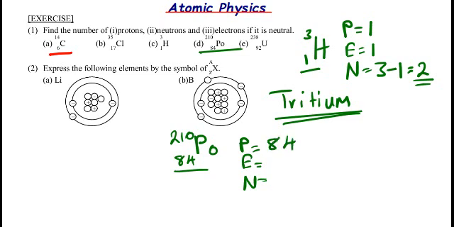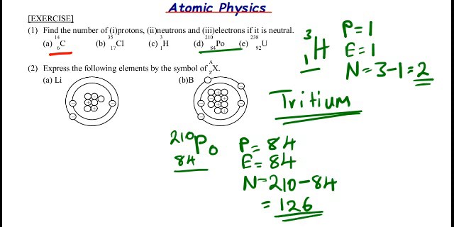Now is this a neutral atom or an ion? As you can see, this is the neutral atom, so we have the same number of electrons, so you say 84, like that. Now for the number of neutrons, you say 210 minus 84. Therefore you're going to get 126. That is your neutron number, the number of neutrons, I mean.